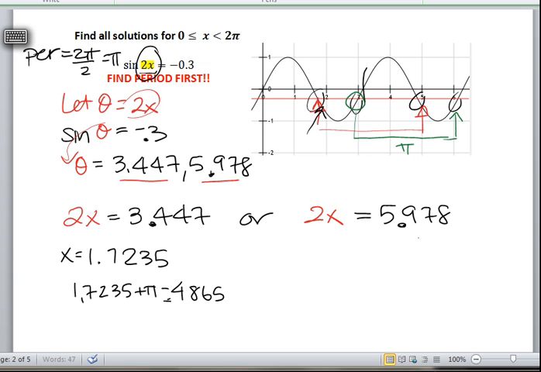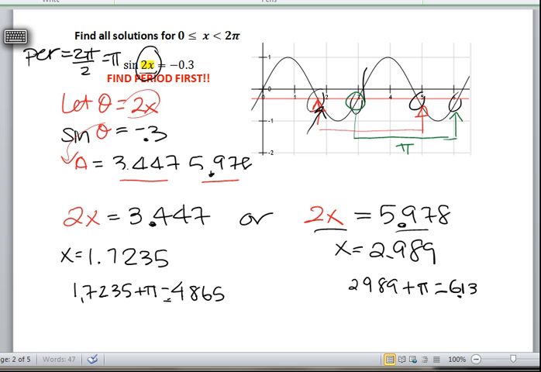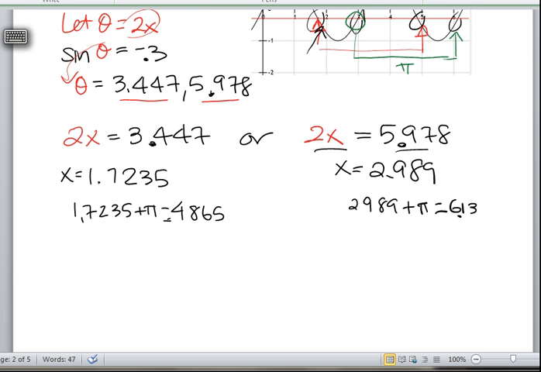So from this one angle here, I get two solutions, and now I have to do the same for my other equation. This gives me x is equal to 2.989. That's this solution right here. But to that, I need to add pi, so that's 2.989 plus pi, and that gives me 6.131. And that's the solution over here. And I know that if I add another pi to that, I'm going to get a number that exceeds 2 pi. So here are my four solutions.